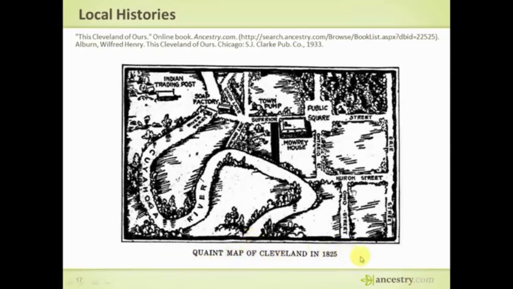So this is a map of Cleveland in 1825, and you can see that there's the soap factory, and here's the river ferry over here, and there's an Indian trading post over here, and another house. So there's a lot of different things that you can learn from these old maps, and it's really just a great thing to add some depth to your family history.